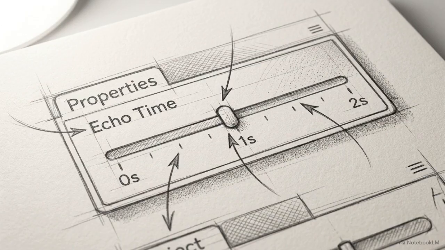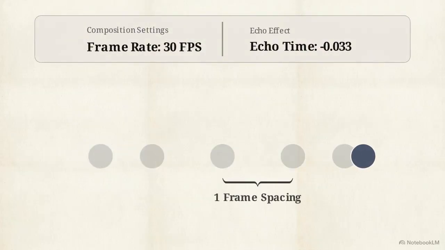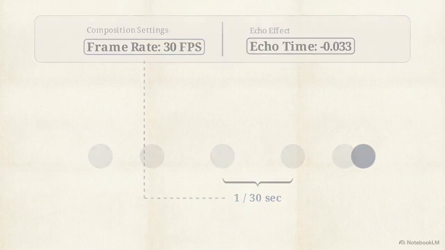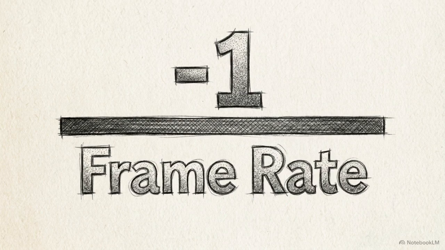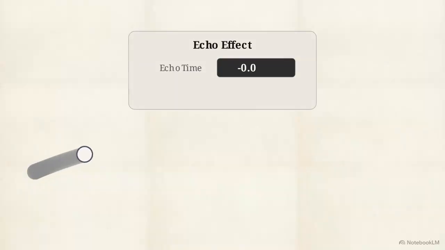To fix it, you have to adjust the Echo time parameter. This tells the effect exactly how far apart each ghosted frame should appear, and it must synchronize with the frame rate of your composition. The formula to calculate this is -1 divided by your composition's frames per second. For a 30 frame per second composition, this results in -0.0333. Enter that number into the Echo time property.